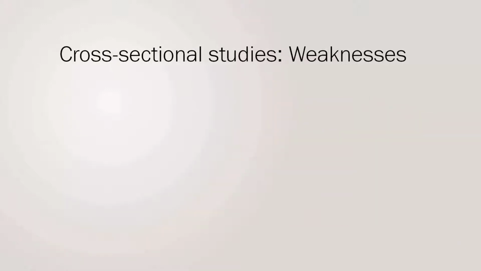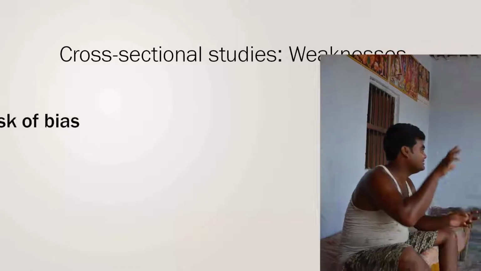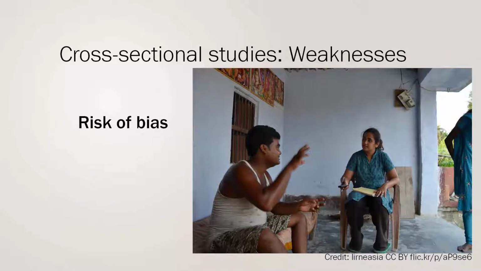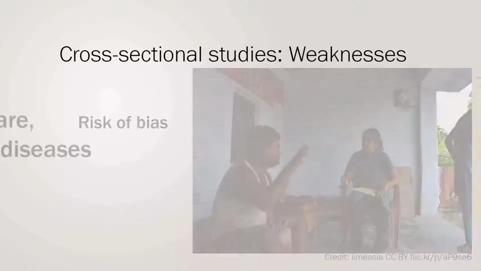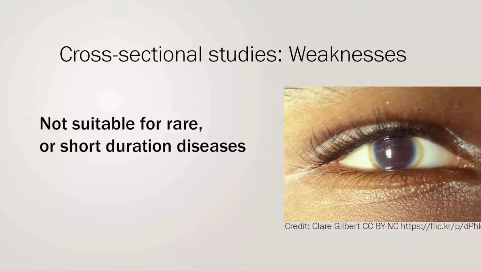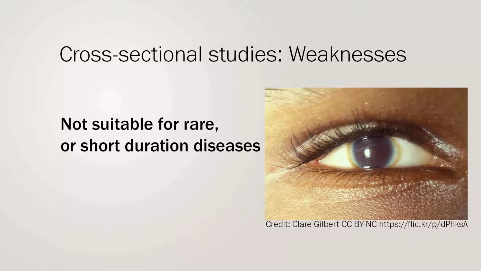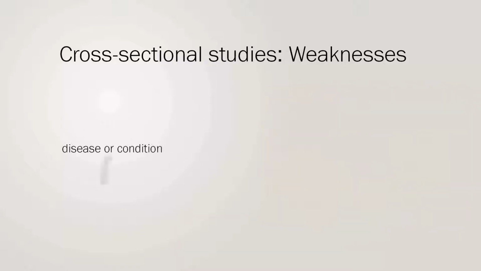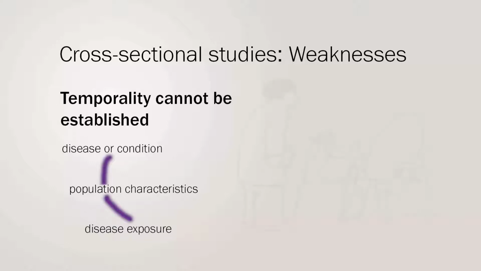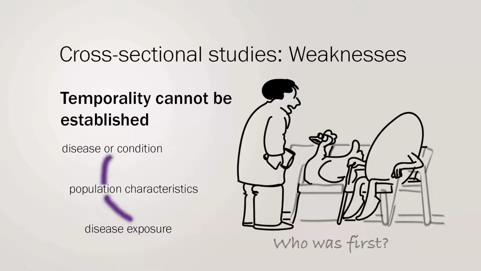The main weaknesses of cross-sectional studies are: the people who participate in the survey might be different from those who refuse to take part. This can lead to biased results. Because they are carried out at one time, they are not suitable for studying conditions with a short duration or rare diseases. The relationships between a disease or condition, population characteristics, and disease exposure cannot be established over time. This is known as temporality. Temporality is needed to establish cause and effect.